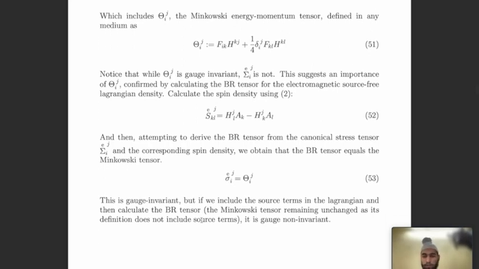That is when we have not included source terms in the Lagrangian. Once we include source terms in the Lagrangian, then the BR tensor is also gauge non-invariant. There are some additional terms in this equation in that case, but as we'll later see, our balance equations, which are the physical relations which matter, still end up gauge invariant.